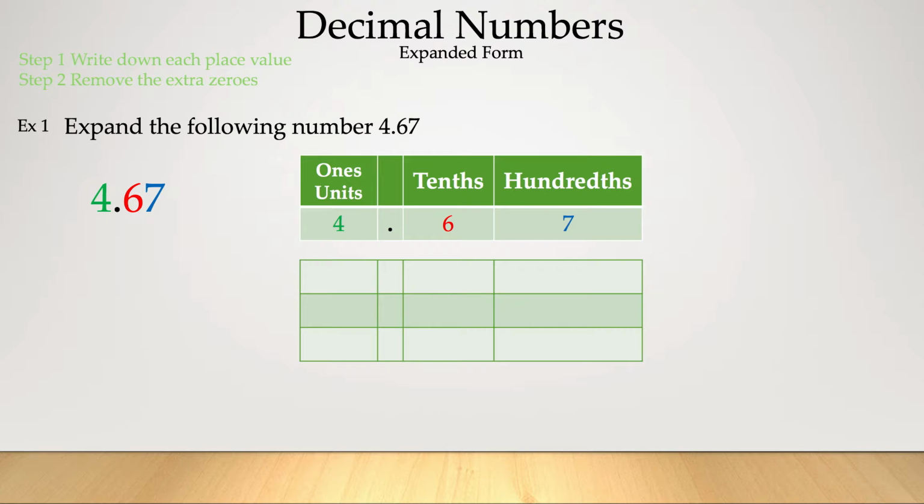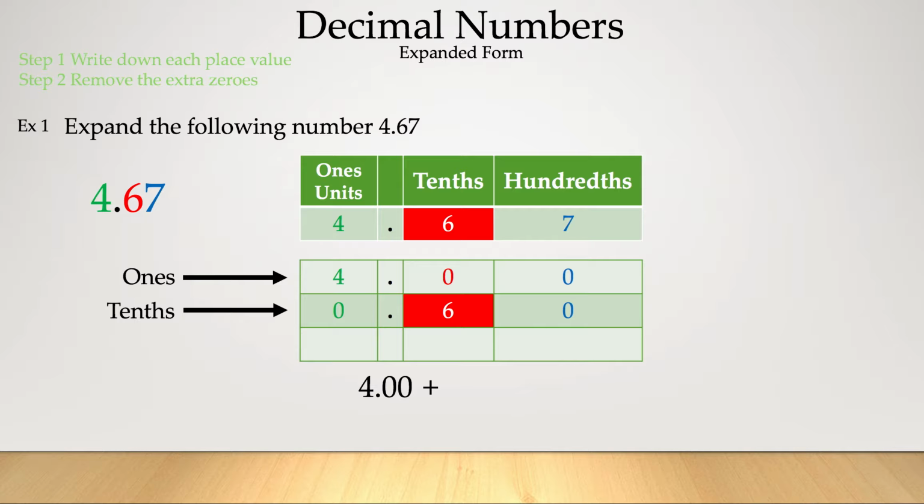So the first step is to take a look at the place value on the left, and in this case it is ones or units. So we're going to write down the number 4, and every other number is going to become a 0. Now we're going to write that down, 4.00. Now we're going to move to the right one place value. In this case, we're working with the tenths. Write down the number 6, and every other number becomes a 0. So we write down 0.60.